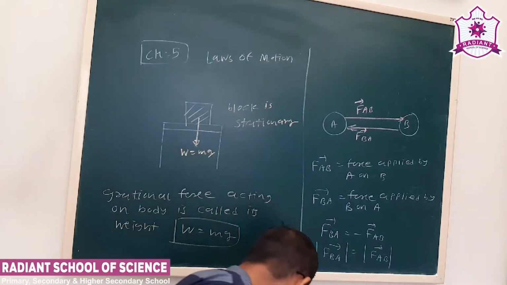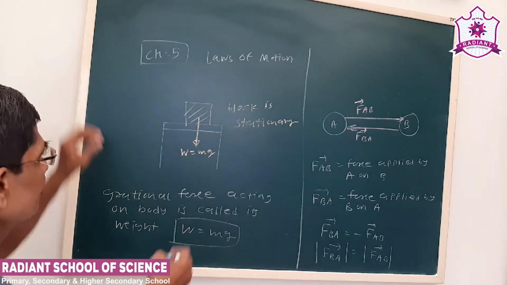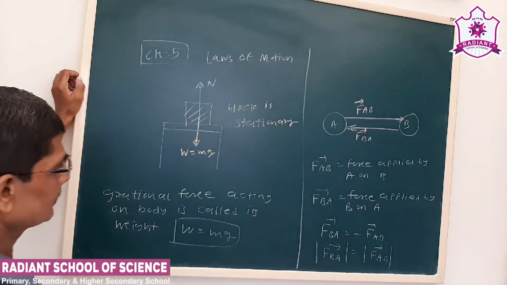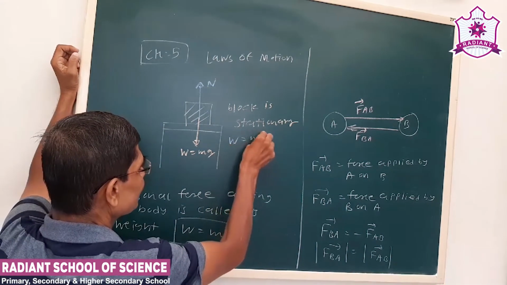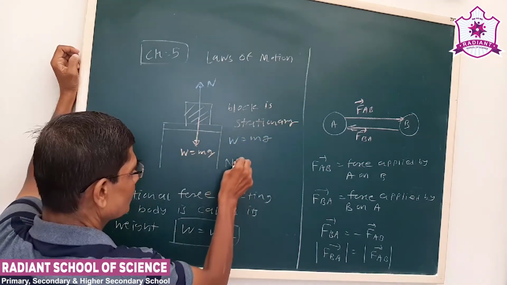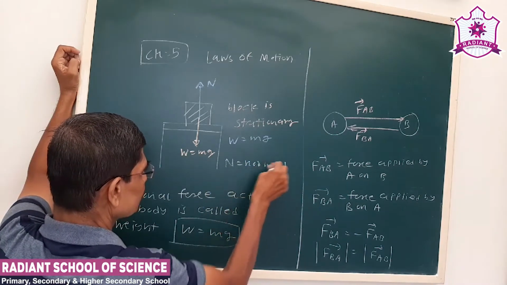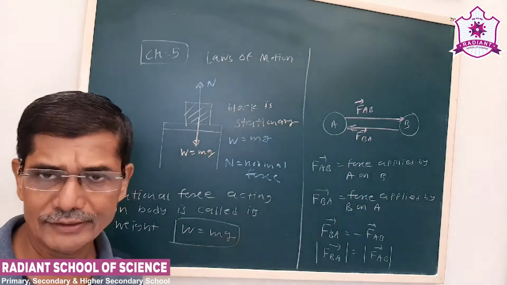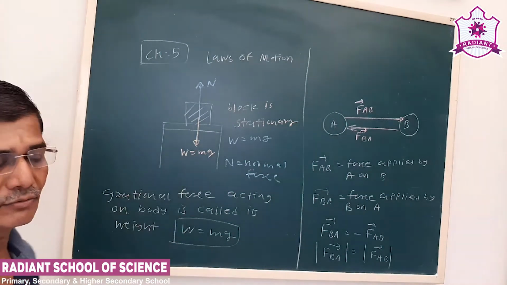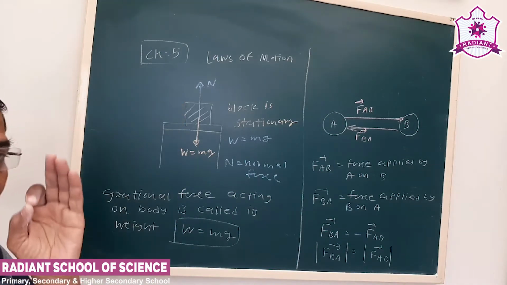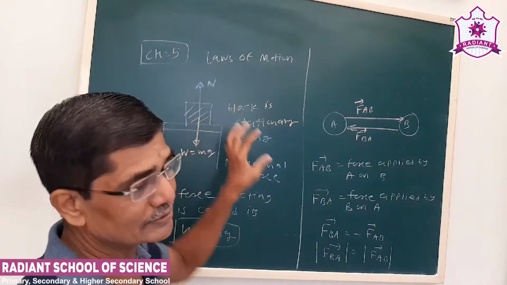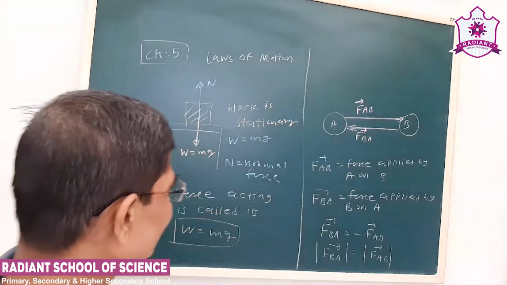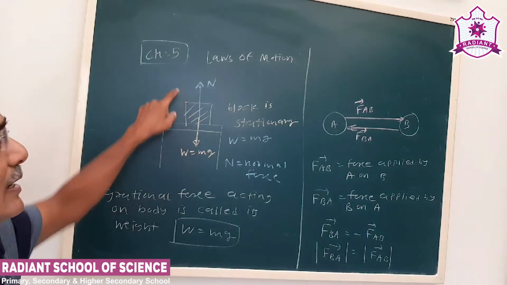That force we call the normal force. Here we have to keep in mind W, the weight, is mg, and N is called the normal force. So here, by the third law, there are two forces. One is mg, acting in the downward direction, and the other is the normal force. Because the block is stationary, these two forces will balance each other, or the resultant of these two forces will be 0. So in that case, mg is balanced by N.